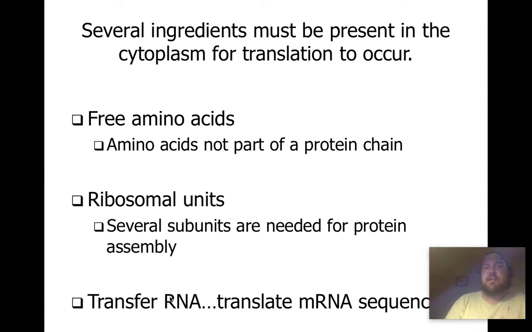So we need several ingredients in the cytoplasm for translation to occur. We need free amino acids, that is, amino acids that are not already part of a protein chain. We need ribosomal units, because this is going on all the time. So oftentimes ribosomal subunits are already occupied making proteins. And you need something called transfer RNA. So you need another RNA molecule that is really critical in translating the mRNA sequence.